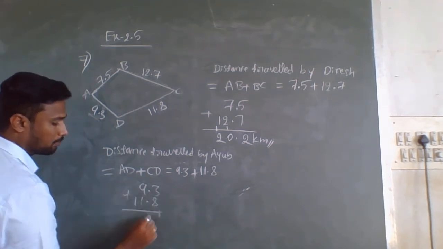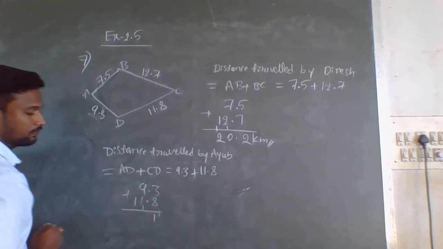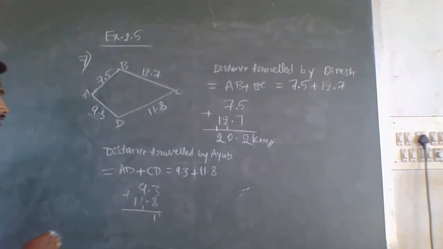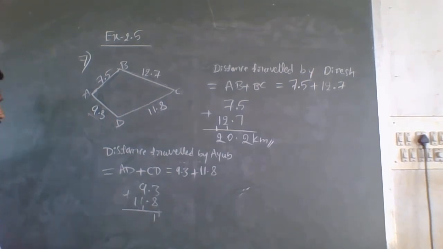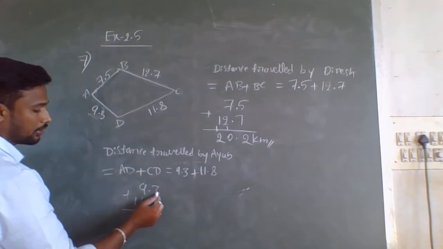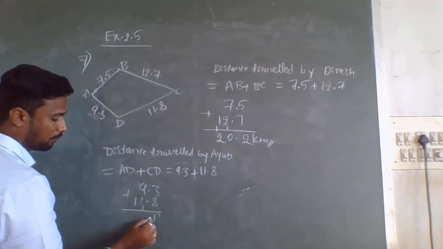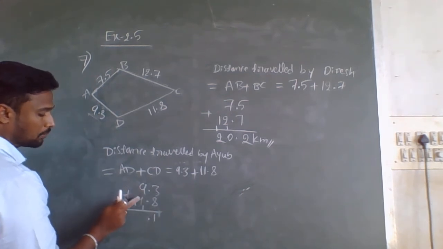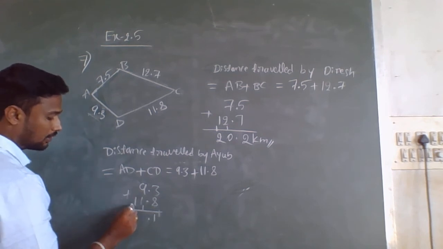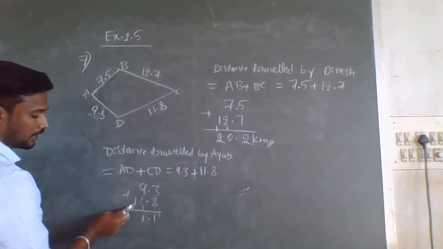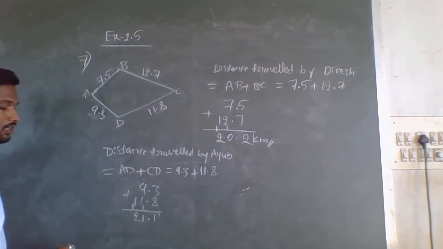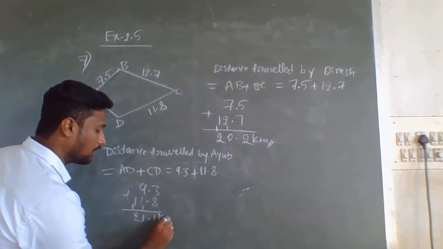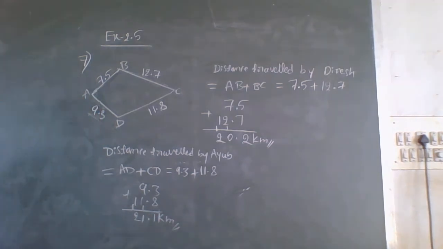So now 8 plus 3, what do we get? 11. 8 plus 3 means 11, or you can add 3 plus 8. So 1 is carry here, and here we will get 1. After one digit, the decimal point is there, so I will put one decimal point. So now 9 plus 1, 10. So 10 plus 1, 11. Again we will get 1 as carry. So 1 plus 1, 2 is there. So distance travelled by Ayub equals 21.1 kilometers.